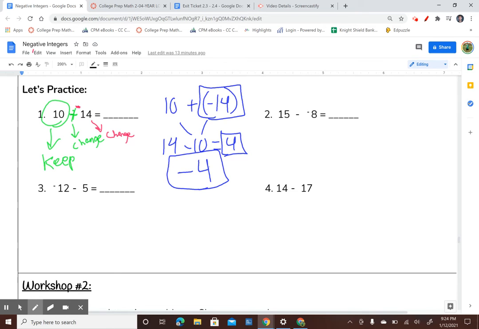We owe more money here. We owe $14 and we're only paying back 10. So my final answer is negative 4. Now let's go ahead and move on to problem 2.